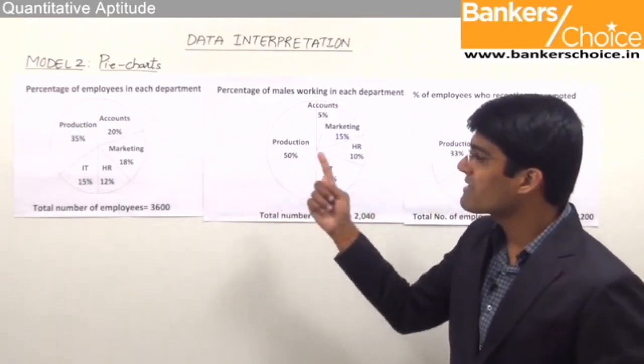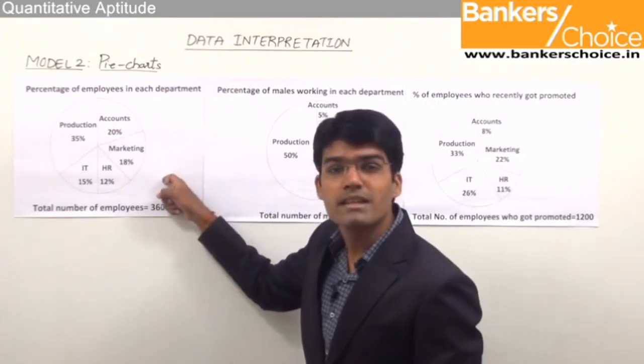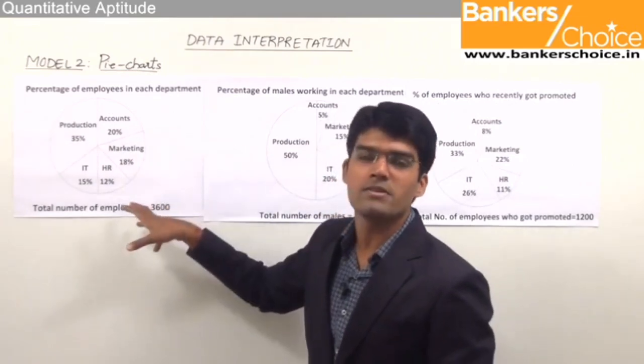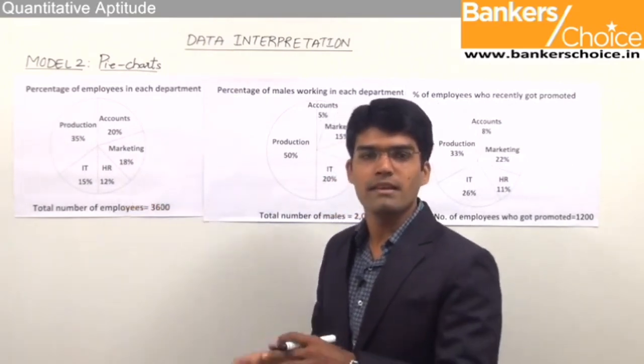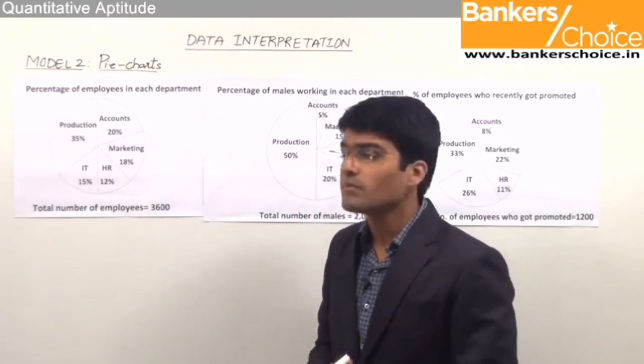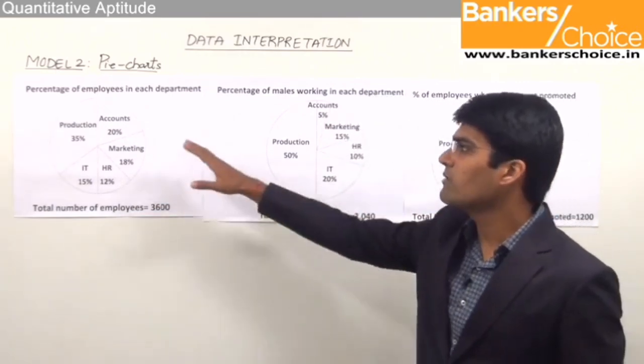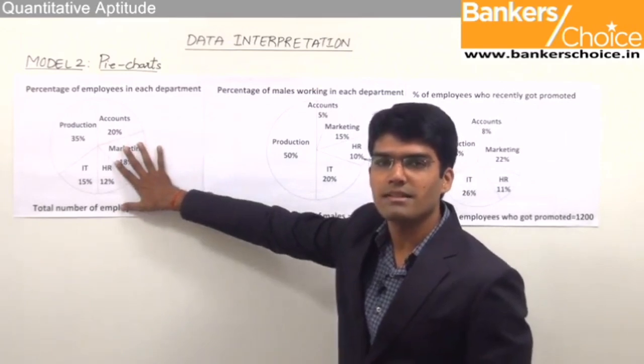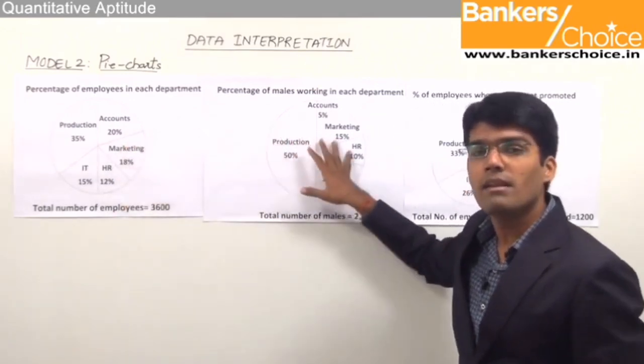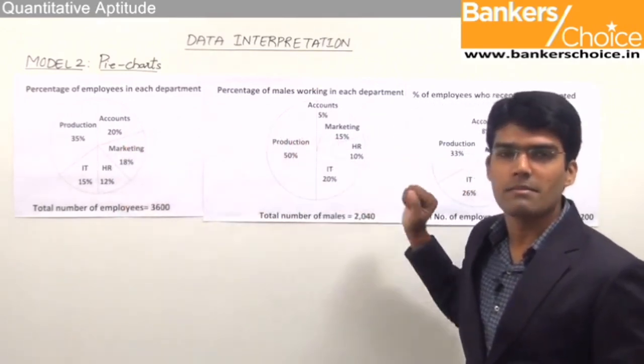So now if you try to understand the difference, the first pie chart gives number of employees in each of the departments. Employees mean here it can be males and females together. And second pie chart is about males in each of the departments. So we can find out total number of employees from first pie chart in each of the departments and male employees from the second pie chart of each department.